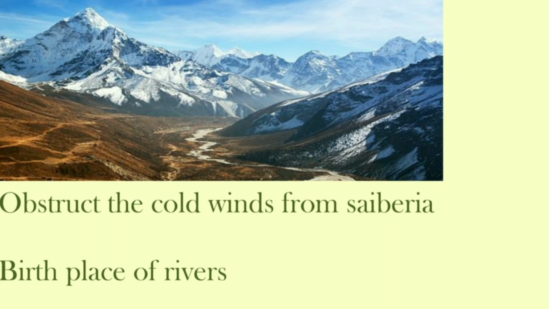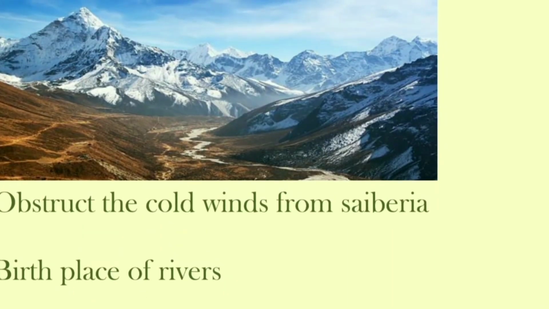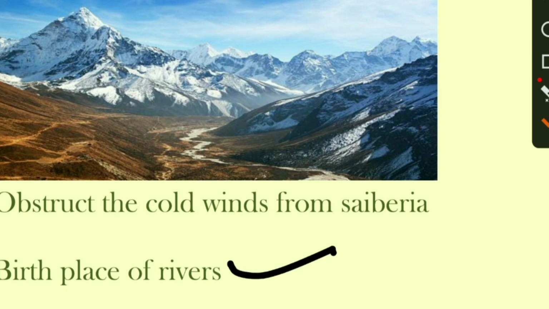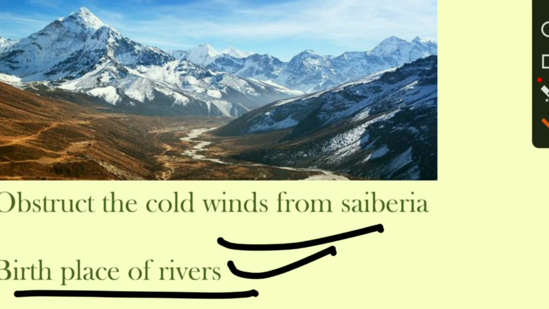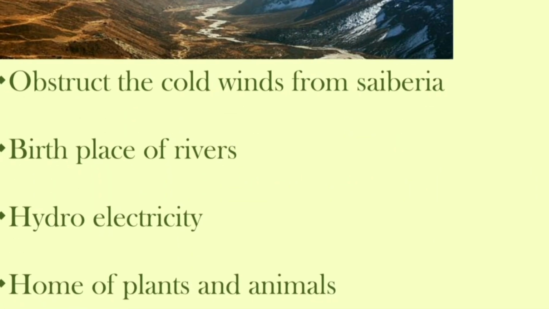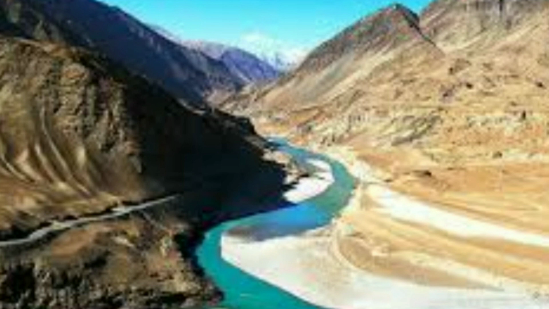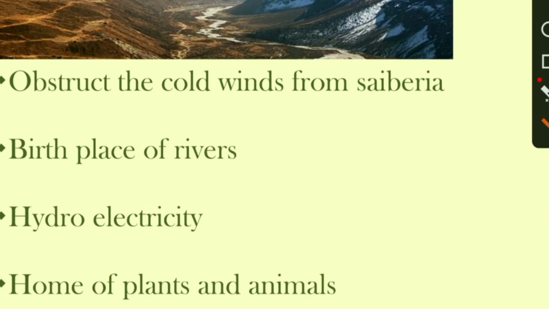Then the second one is, this Himalayan range is the birthplace of many rivers. Rivers like Ganga and its tributaries, then Sindhu or Indus river and its tributaries, Jhelum, Chenab, Ravi, Beas, Satluj and Brahmaputra. These are the three biggest rivers of the country, and all these rivers have been born in the Himalayan region. Then hydroelectricity. They are the birthplace of many rivers and they facilitate hydroelectric power generation.